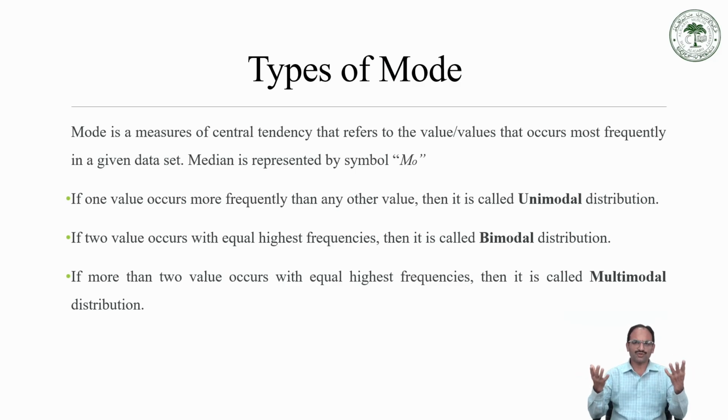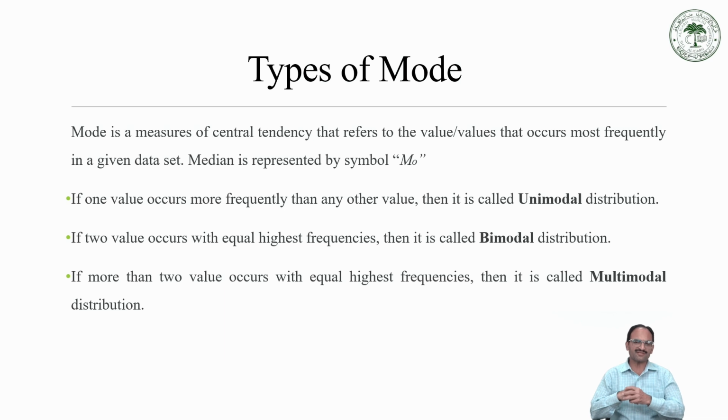Unimodal. So unimodal is what? In the data, there is one number which is appearing most of the time. So only one mode is there in that particular data set, in that particular distribution. So that is known as unimodal distribution. So what is unimodal distribution? A data set in which only one number appears most of the time.